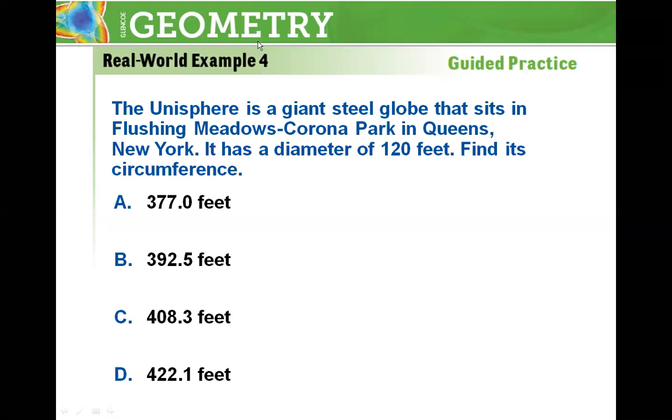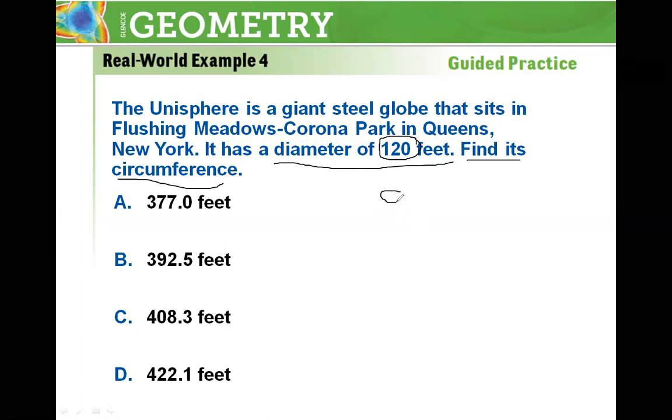He gave me what? He gave me the diameter. The diameter is 120 feet, and I need to find the circumference. Okay, the first step, Tamim. Can you give me the rule? Circumference equals what? Circumference, 120. Yes, he gave me the value of D. C equals what?